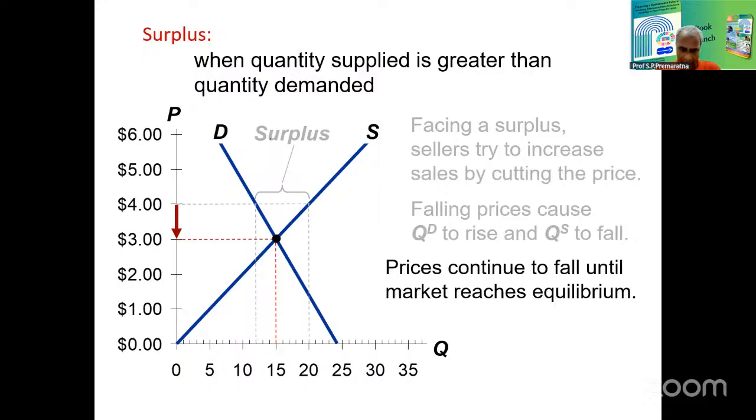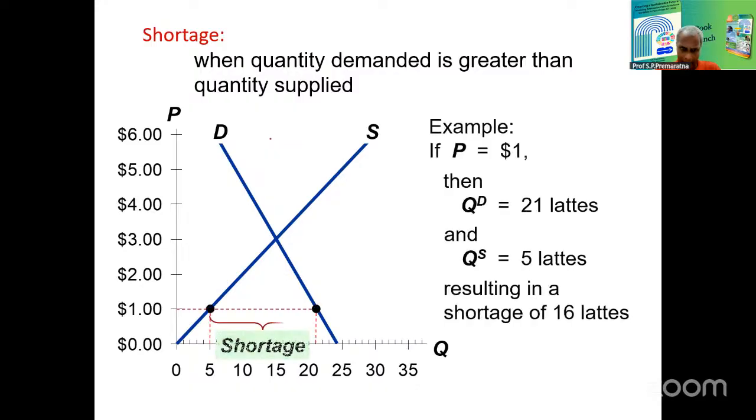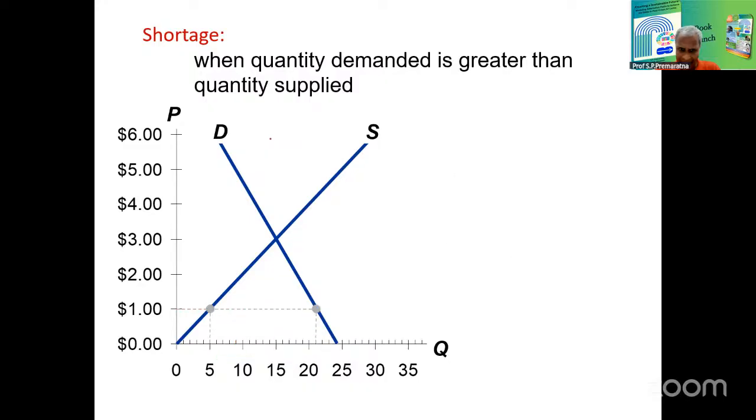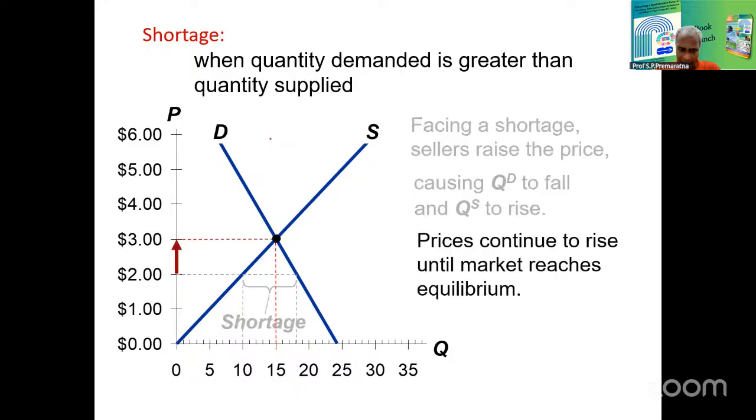That's it, settle down. The opposite, the shortage case, is also the same. It's like here: shortage happens. If the price is $1, then the demand becomes 21 and the supply 5. That shortage of 16 tends to increase the price and settle down to the market price. So that happens within the market.